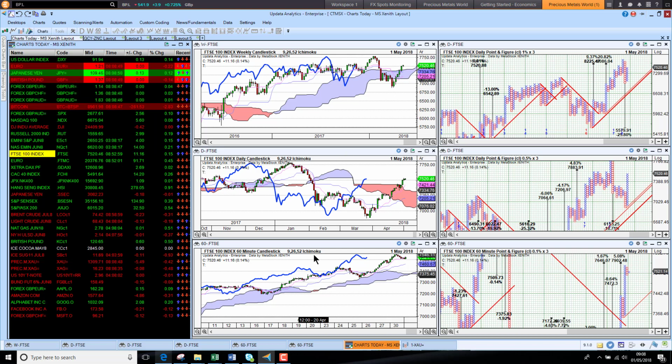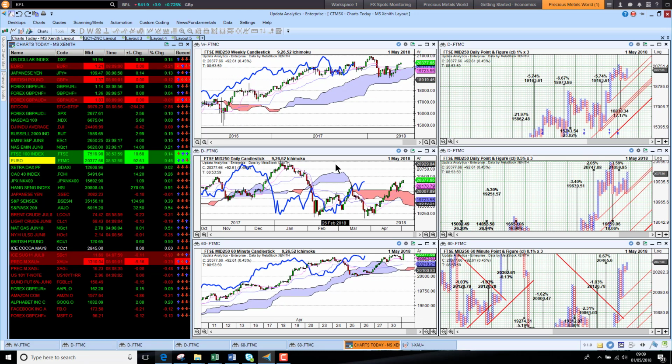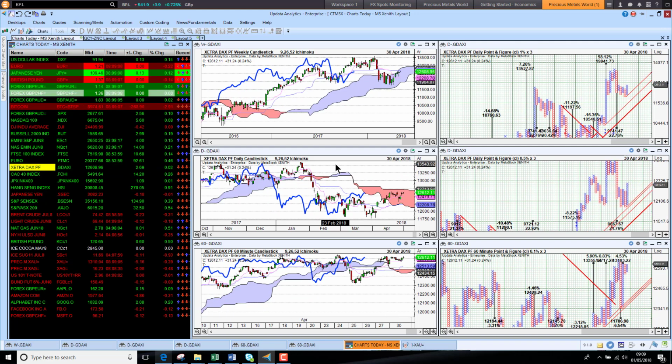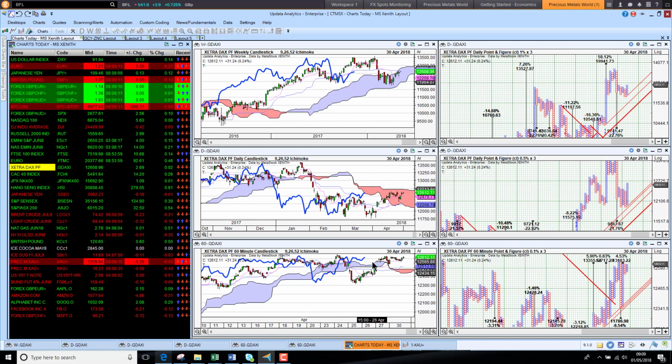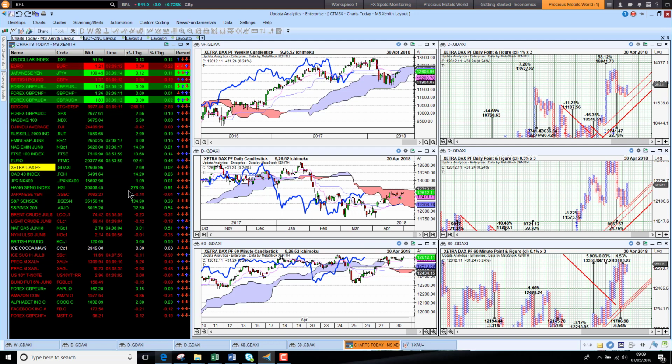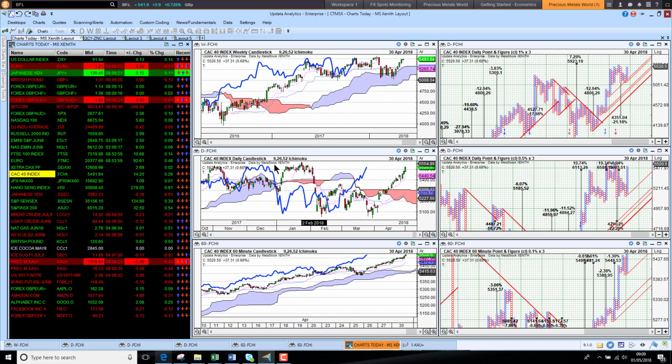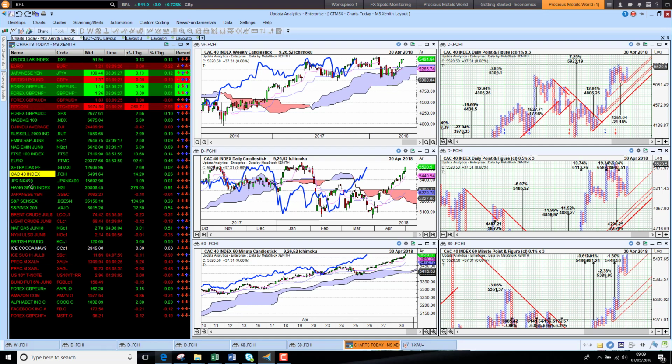FTSE 100 index back into medium-term bullish territory and short-term bullish, and the long term is bullish. So ironically, the UK market's looking probably better now than the US market, just purely on the basis that it's back into bullish territory on all three trends. The FTSE 250 also similarly bullish above the cloud now, and the DAX has lagged the UK market, but just got back above on the short-term chart. Still has some work to do on the medium-term chart. So the DAX is the European market that's lagging at the moment, and the CAC 40 looking very strong indeed, pushing towards a new all-time high for the French market. So looking stronger than most markets.